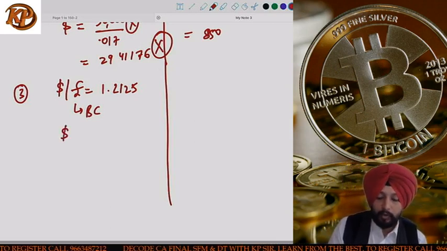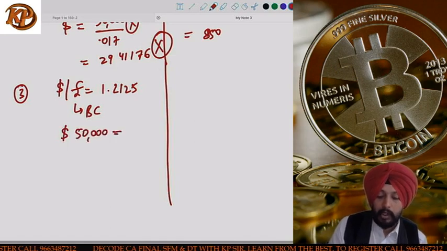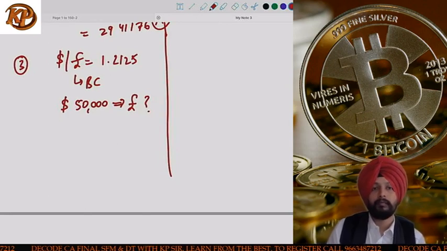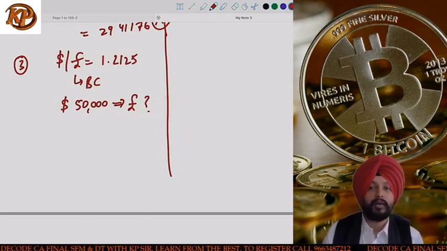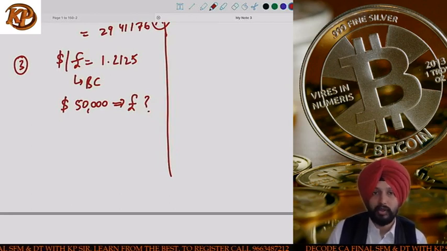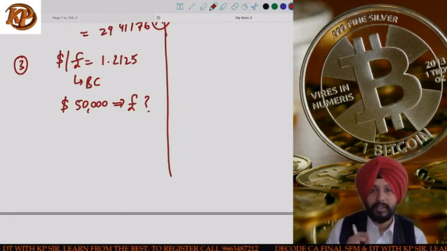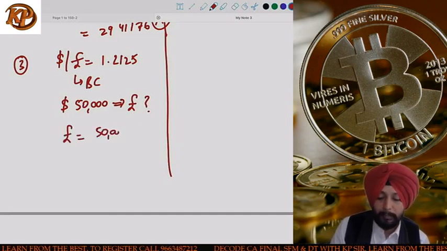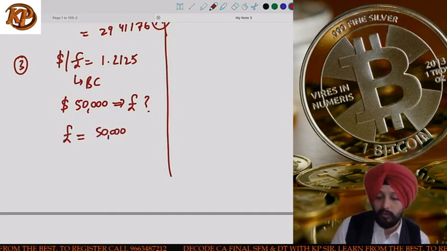If you have $50,000 in hand, how much pound will you get? That's the question. Now again, if you are thinking logically, you will say, sir, by giving $50,000 you will get fewer pounds. Correct? By giving dollars you will get fewer pounds. So to get the answer, we should not multiply, because if I multiply I'll get more than 50,000. I should divide.